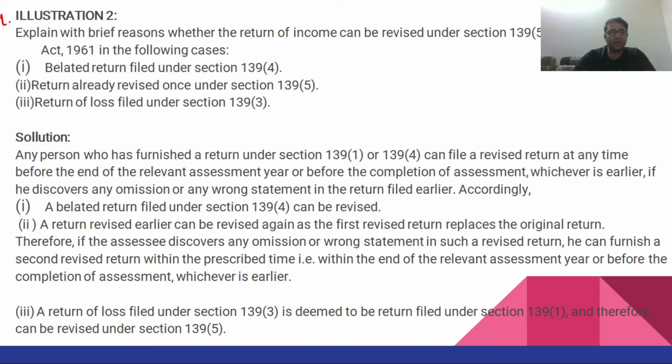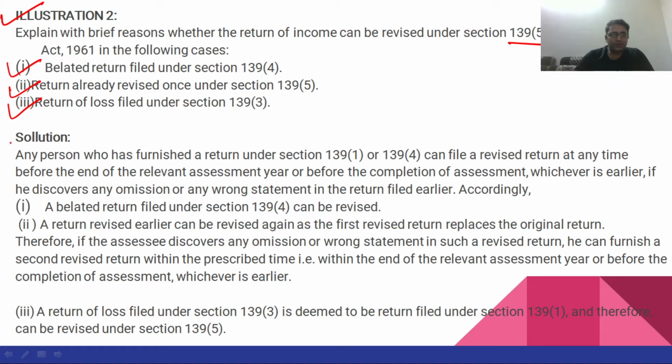Let's have a look at an illustration. Explain with brief reasons whether the return of income can be revised under section 139(5) of the Income Tax Act 1961 in the following cases: belated return filed under section 139(4), return already revised once under section 139(5), return of loss filed under section 139(3). So now we need to see whether in these three cases the return of income can be revised under section 139(5).